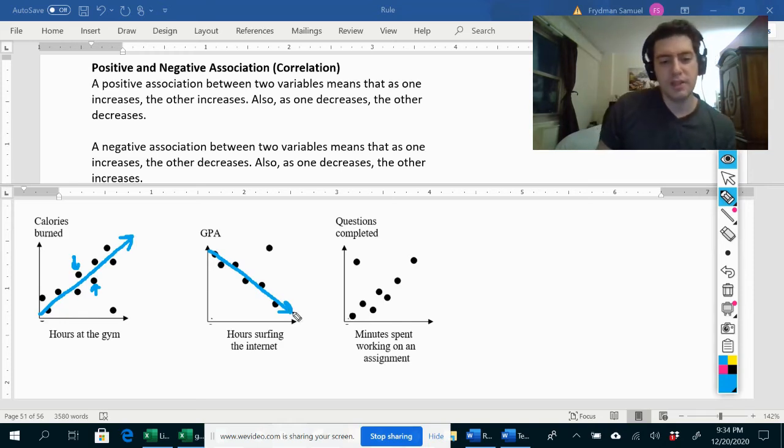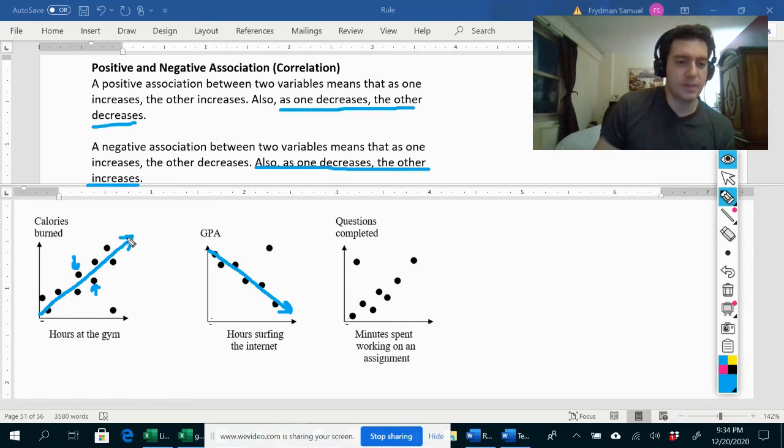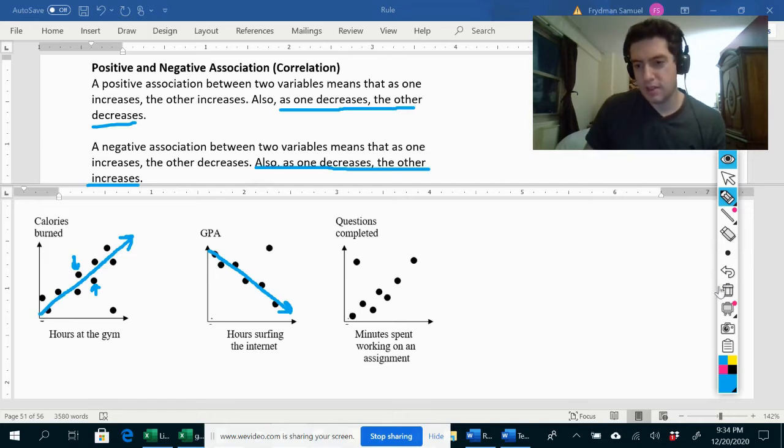Or you could go the other way and say that as the hours surfing the internet decreases, then the GPA increases just like that. So that's another, also as one decreases, the other increases. And by the way, going back over here to this one, we could also say as one decreases, the other decreases. So if I spend less hours working out at the gym, then the number of calories that I burn goes down. I think that's enough for that. This one would also be a positive correlation.